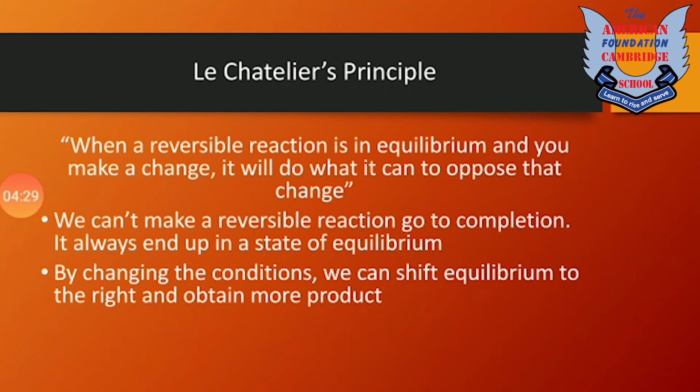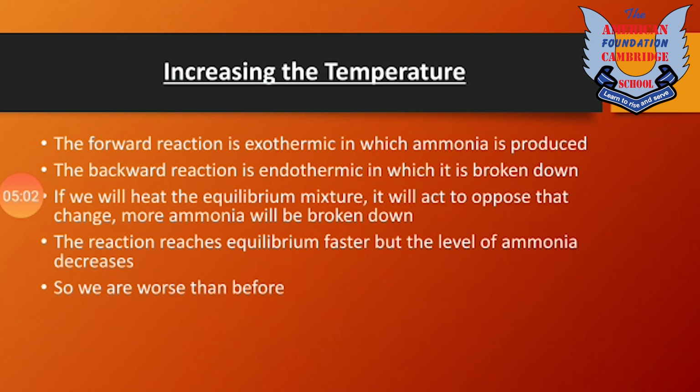So it means that we can't make a reversible reaction go towards completion. It will always end up in a state of equilibrium. So how can we increase the yield then? By changing the conditions, we can shift the equilibrium to the right and obtain more product. So we have to control the state of equilibrium by inducing some effective changes in the system so that we can increase the yield. Let's discuss it. The first change that can be made in the reaction is increasing the temperature. I won't say that this is a positive change. Let's see by discussing it whether this change is good for the yield or not.